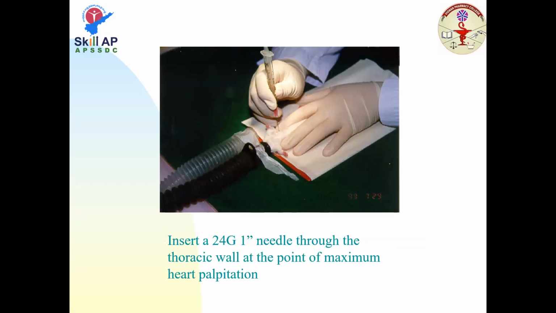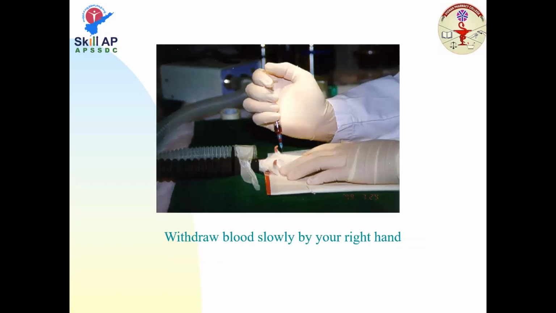So here, inserting a 24G needle through the thoracic wall at the point of maximum heart palpitations. Withdraw blood slowly with your right hand.